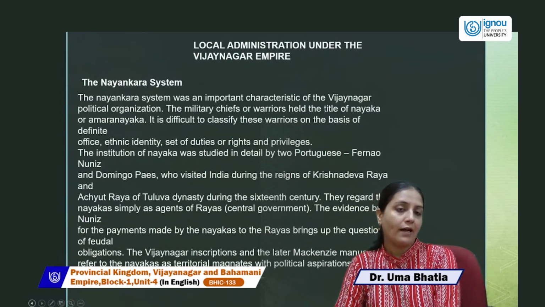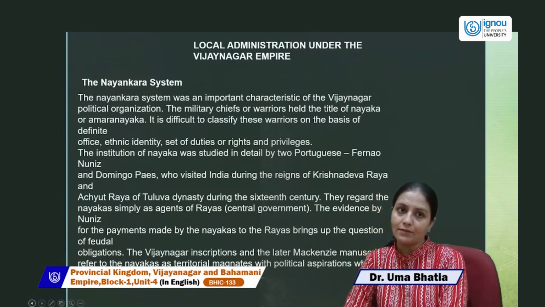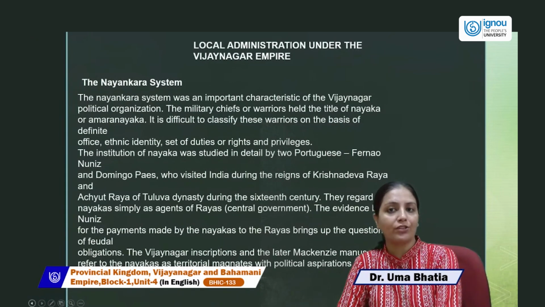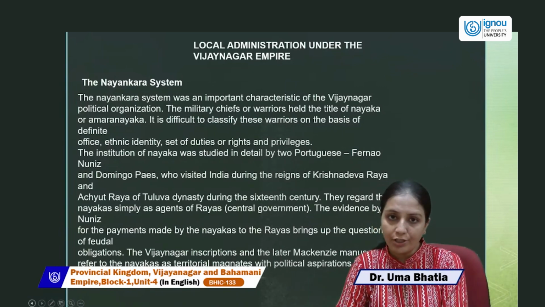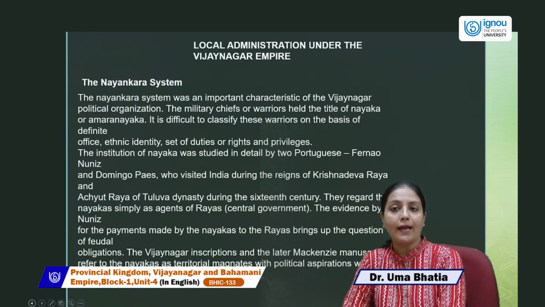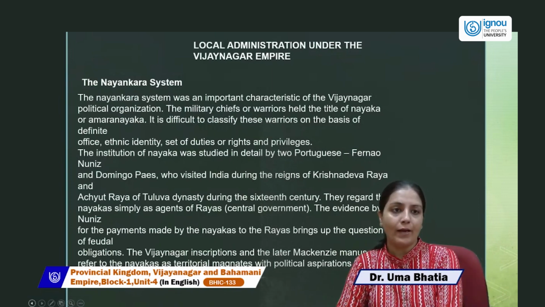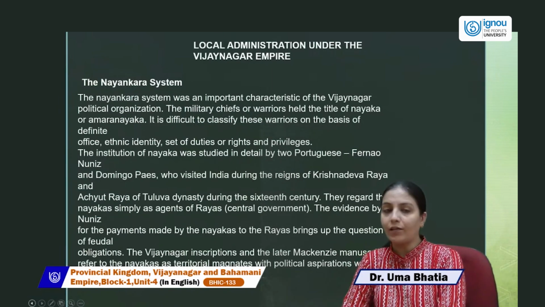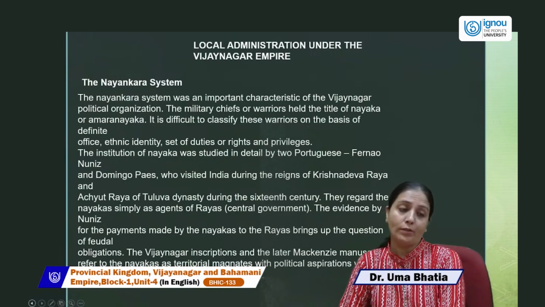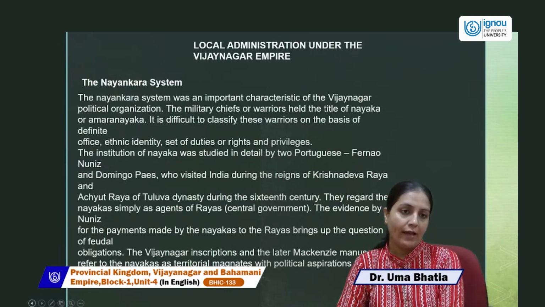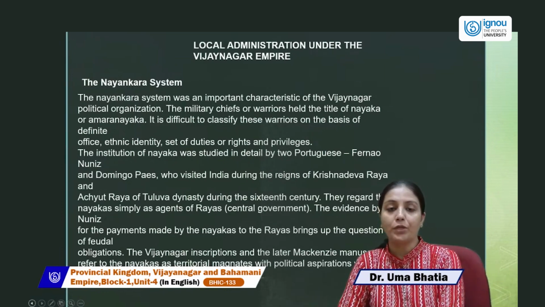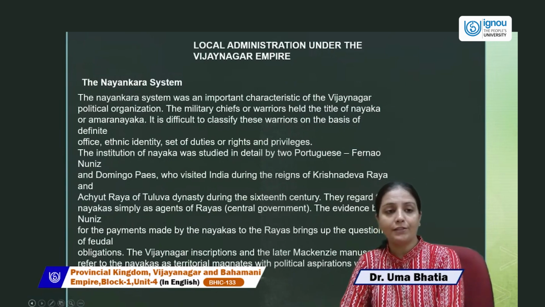Number one, the Nayankara system. The Nayankara system was an important characteristic of Vijayanagar political organization. The military chief warriors held the title of Nayaka and Amara Nayaka. It is difficult to classify these warriors on the basis of definite office, ethnic identity, set of duties, rights, and privileges.